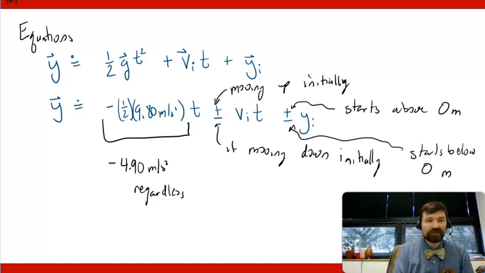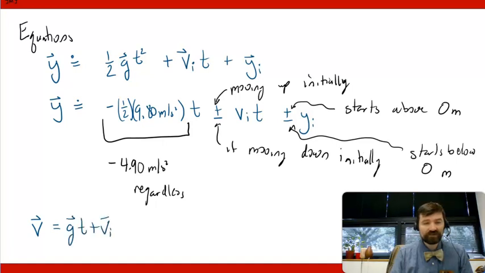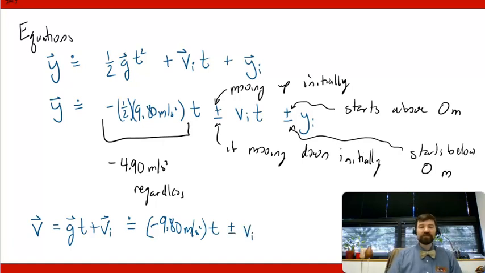We could also write the other equations, like the final velocity is g times t plus the initial velocity, and so that would be represented as negative 9.8 meters per second squared times the time, and again plus or minus the initial speed, depending on if it's going up or down. Maybe we should have a very quick example to close.